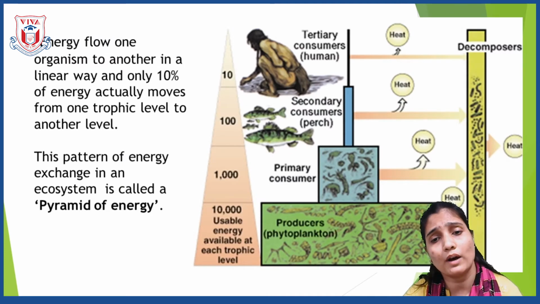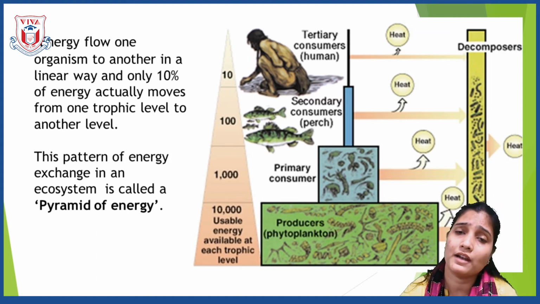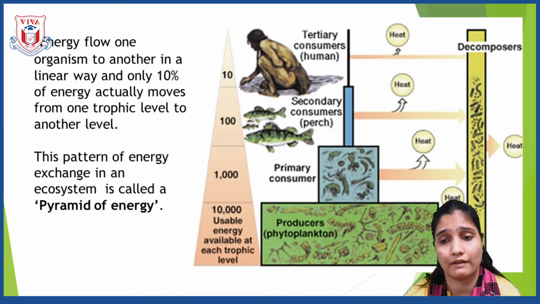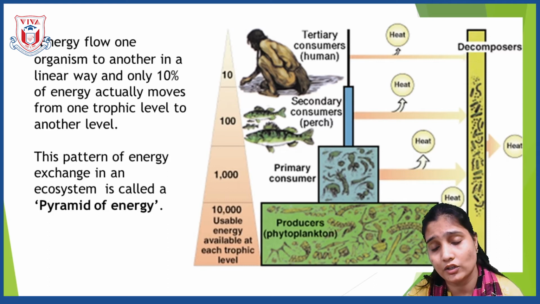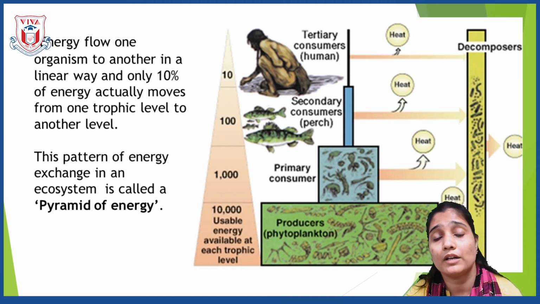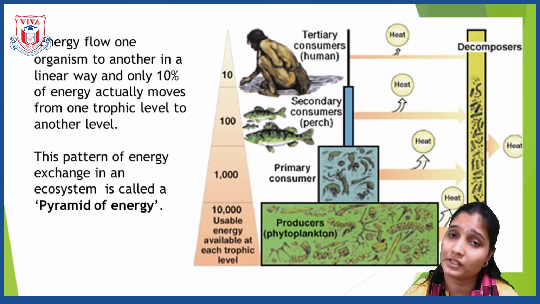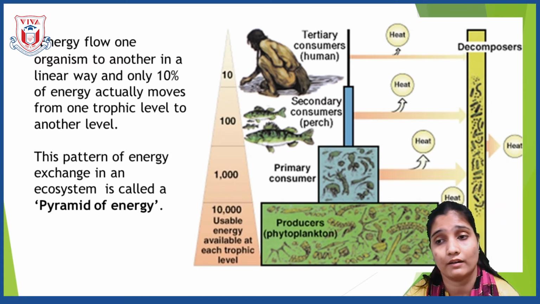Energy flows from one organism to another in a linear way, and only 10% of energy actually moves from one trophic level to another trophic level. So let's start. Look at this graphical representation. Here, producer कडे 10,000 usable energy आहे. जेव्हा एका लेवलकडून दुसऱ्या लेवलकडे मूव्ह होणार तेव्हा फक्त 10% एनर्जी मूव्ह होणार अँड 90% एनर्जी एन्व्हायरमेंटमध्ये लॉस्ट होणार. So when energy moves from producer to primary consumer, it remains only 1000. And when it moves from primary consumer to secondary consumer, it turns into 100. And when it moves from secondary consumer to tertiary consumer, it gets into 10. And rest of energy is lost into the atmosphere.